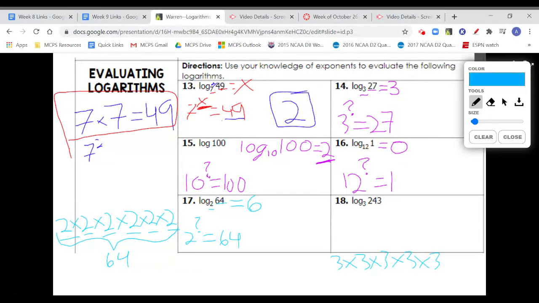So what color was that, as I'm changing the color? How many 3's was that? 1, 2, 3, 4, 5. Since I had to multiply 3 times itself 5 times, the answer there is 5. Again, remember the answer is just always the exponent.